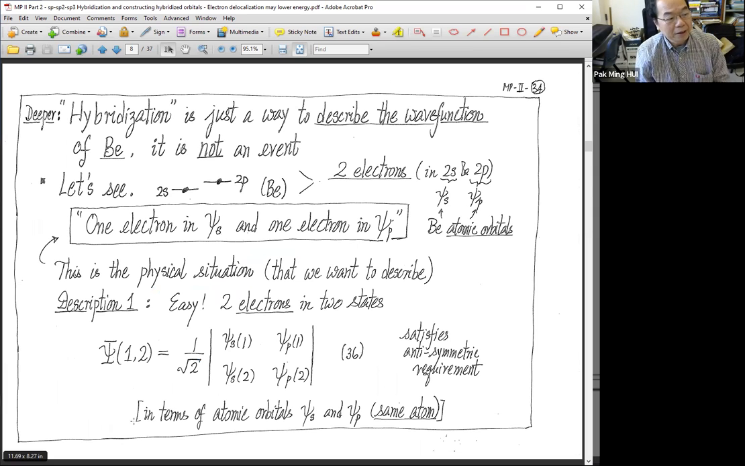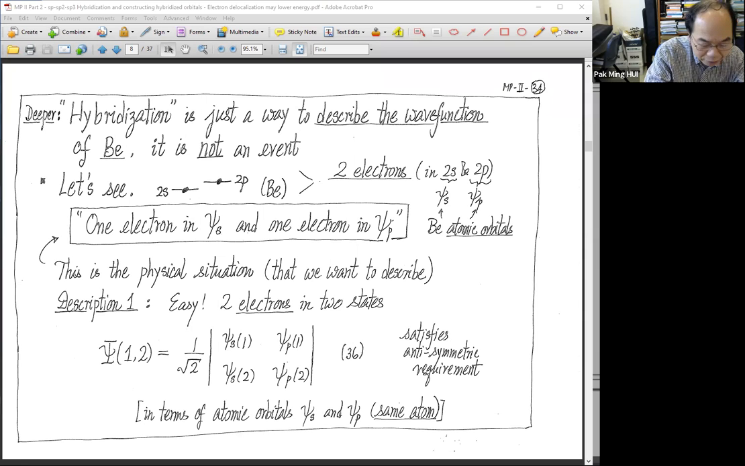Okay. So at this point, any questions? Oh, actually, my physical point is very simple. No new physics. It is LCAO. Any questions?